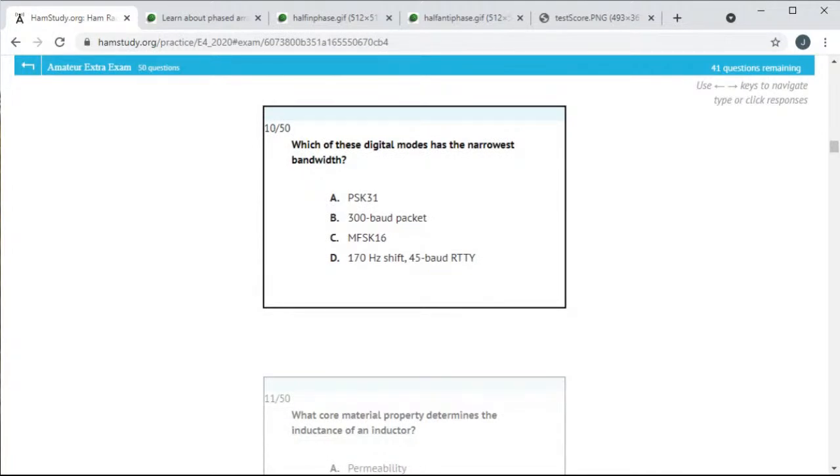Which of these digital modes has the narrowest bandwidth? A, PSK31. B, 300 baud packet. C.